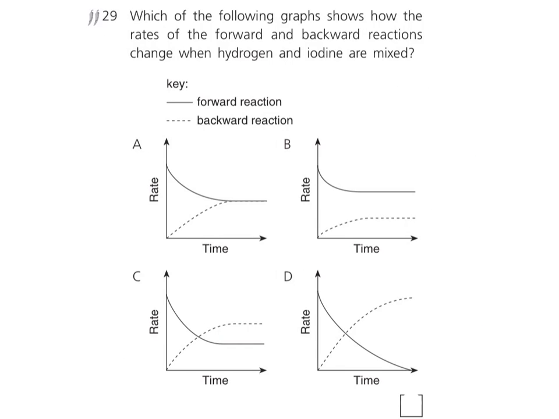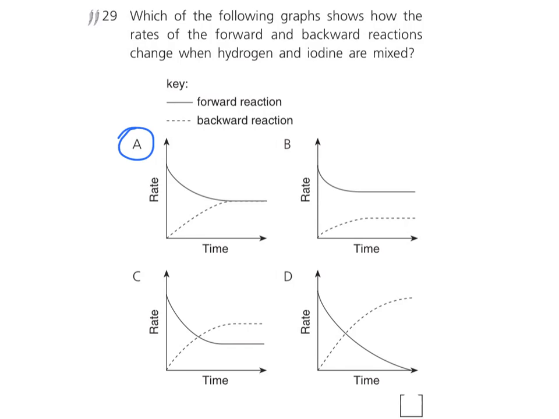This next question: which of the following graphs shows the rates of the forward and backward reactions when hydrogen and iodine are mixed? We'll assume that they're making hydrogen iodide, HI. Pause the video and see if you can select the answer.